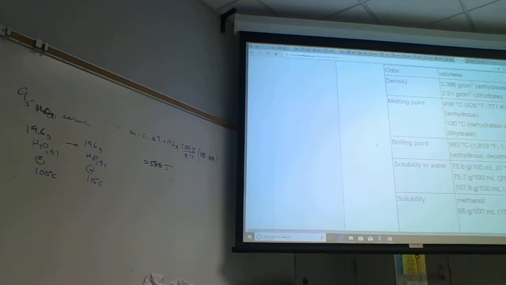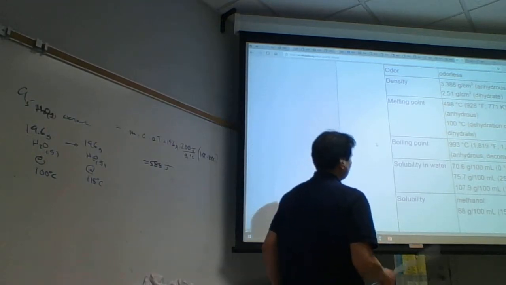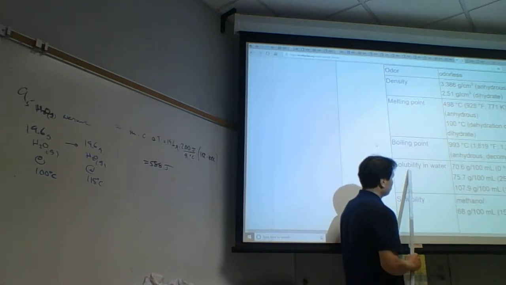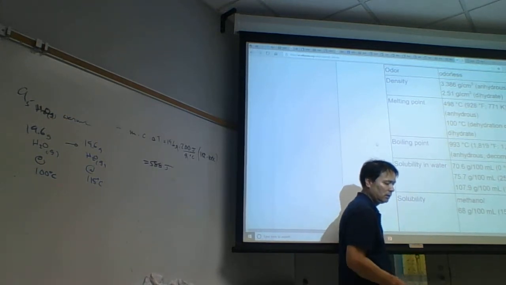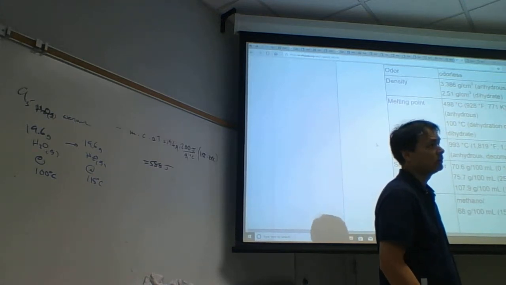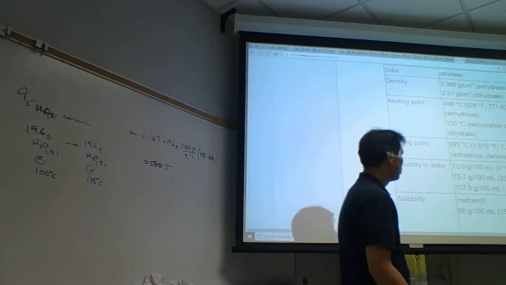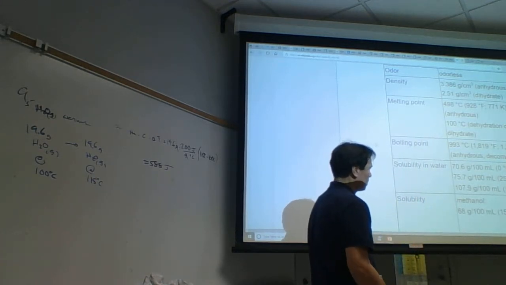And so we could go to Wikipedia and take a look. A lot of this physical data is here. And we have something called solubility in water. You learn the solubility rules. The solubility rules is it soluble or not soluble? But what do you call soluble? What you call soluble is if you can dissolve more than 0.1 moles per liter.